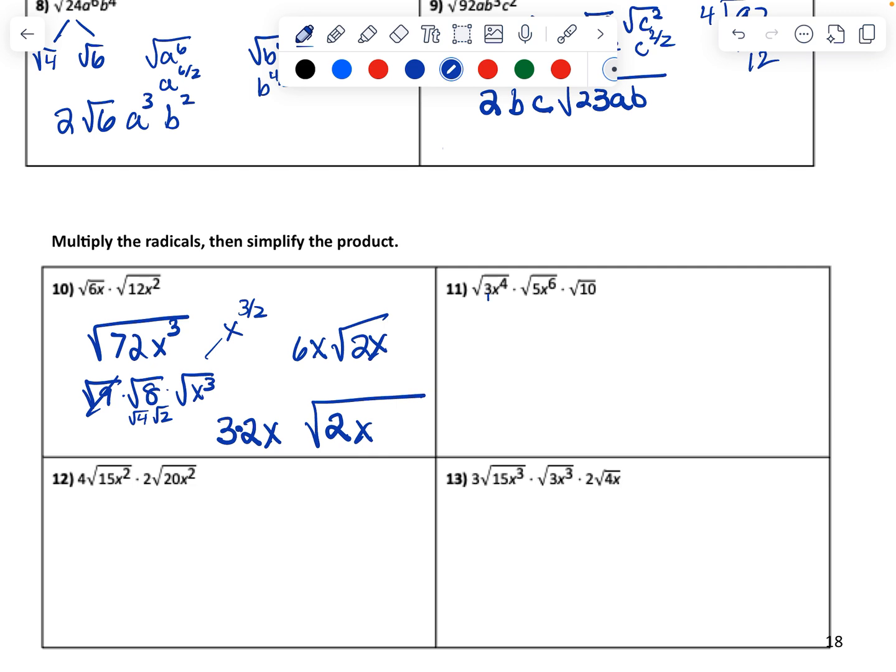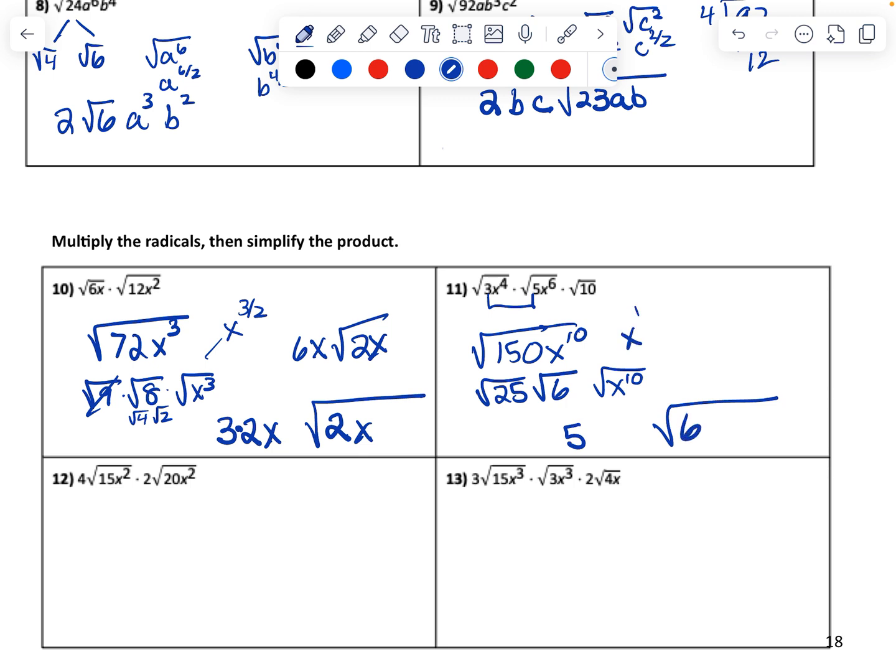This next one, if I multiply the numbers together, 50, so the square root of 150, x to the 10th. Well, square root of, let's see, 150 is the square root of 25 times the square root of 6 times the square root of x to the 10th. So 25 is 5, square root of 6, can't take the square root of that, and this is x to the 10 over 2, so that's x to the 5th.